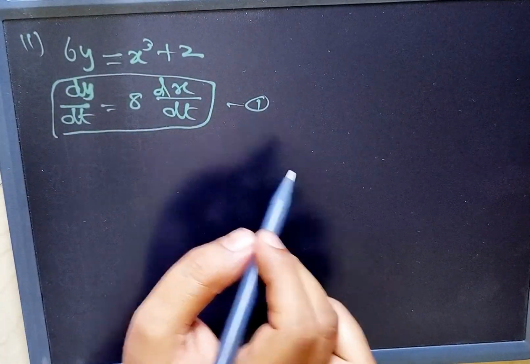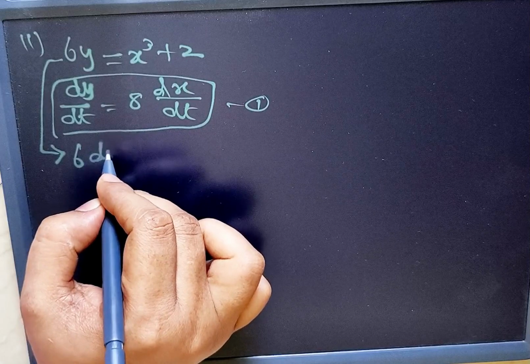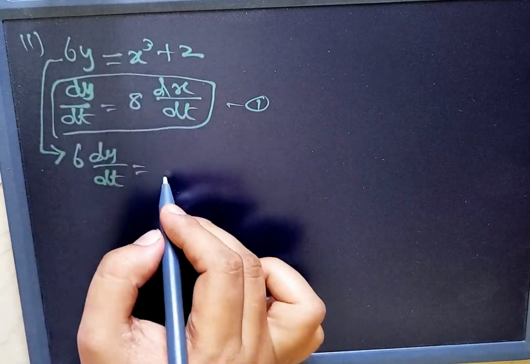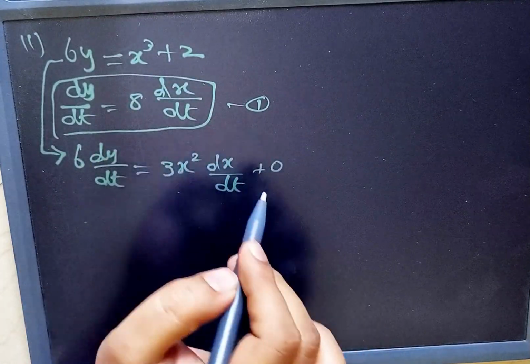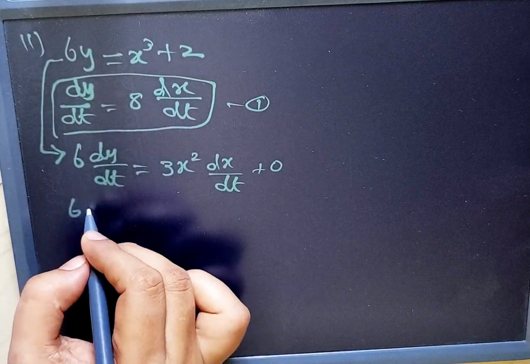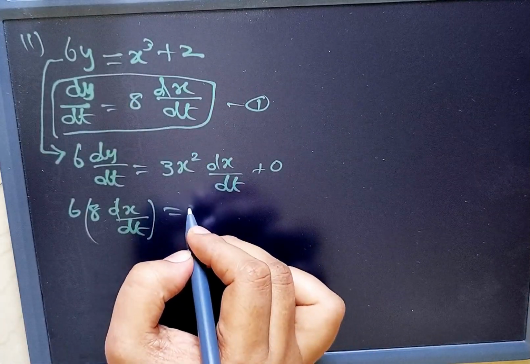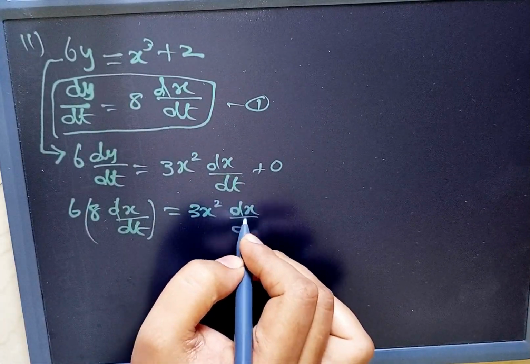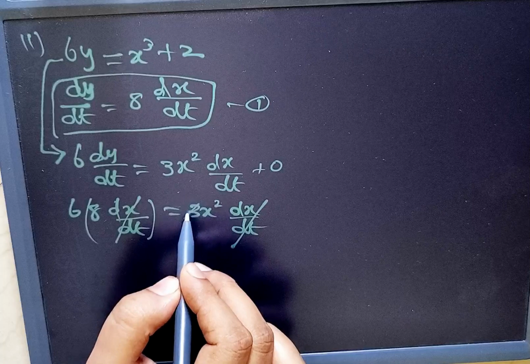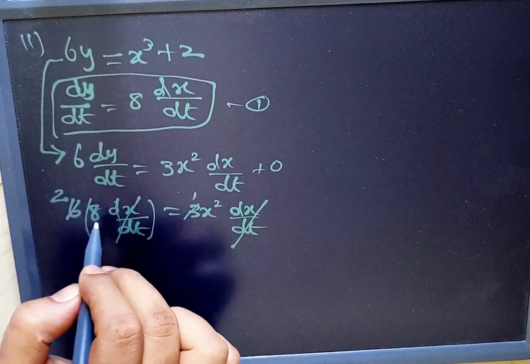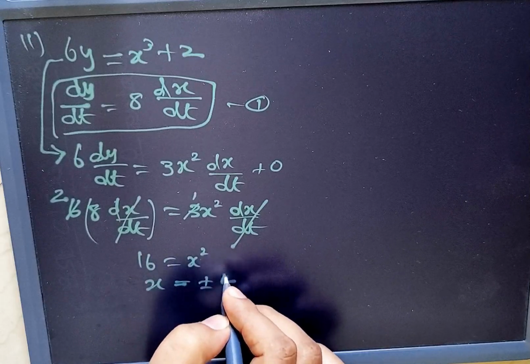Okay. Now we are going to differentiate this with respect to time. The curve equation. 6 into y differentiation with respect to t, it is dy by dt, and applying the power rule and differentiating x, we get dx by dt, plus constant is 0. Now substituting the known values, 6 into, using the first equation, 8 into dx by dt in place of dy by dt, and 3x square into dx by dt. Both sides, as we have as product, we can cancel this dx by dt, and 3 1s are 3, 3 2s are 6. So we get 2 8s are 16. When we take the square root, we get x is equal to plus or minus 4.